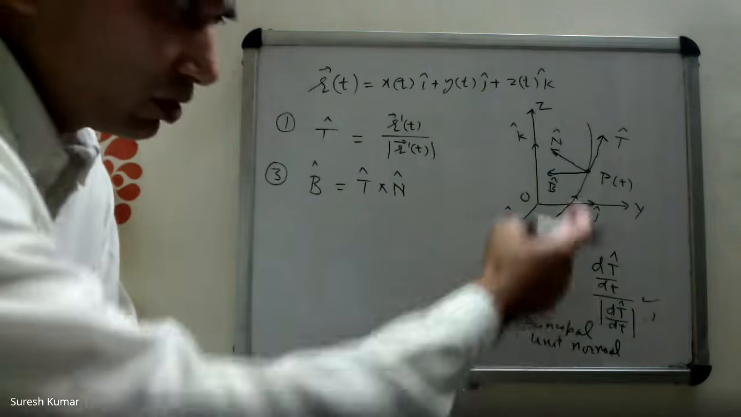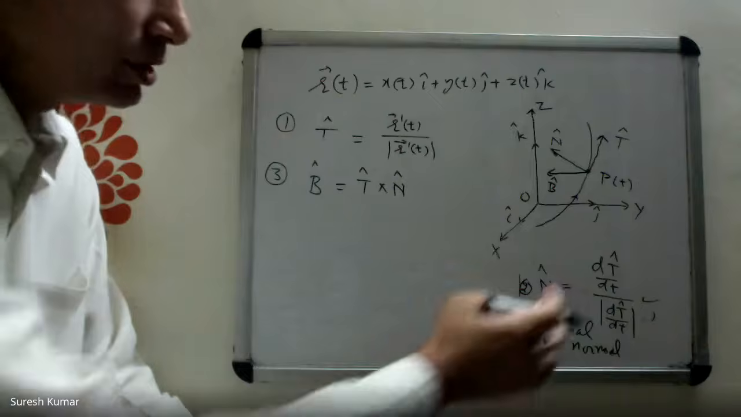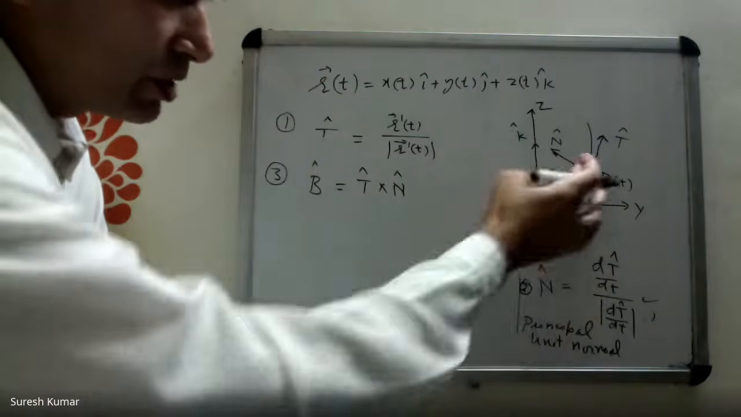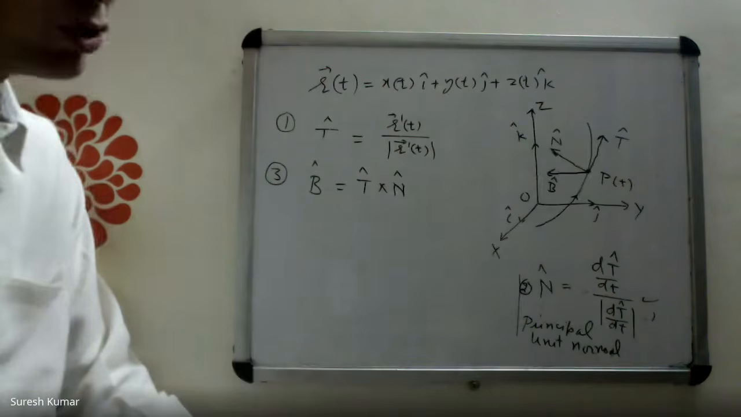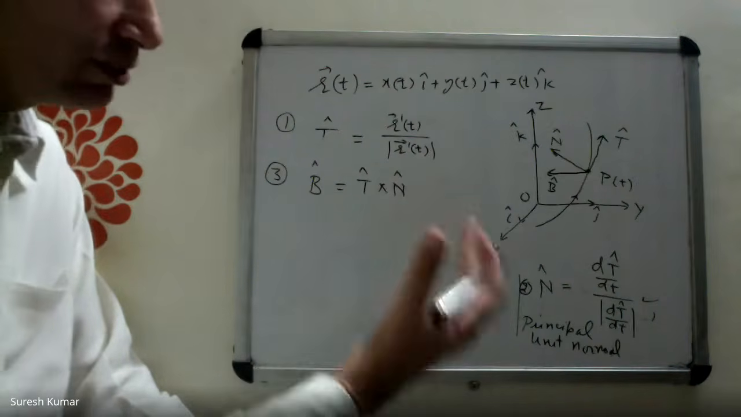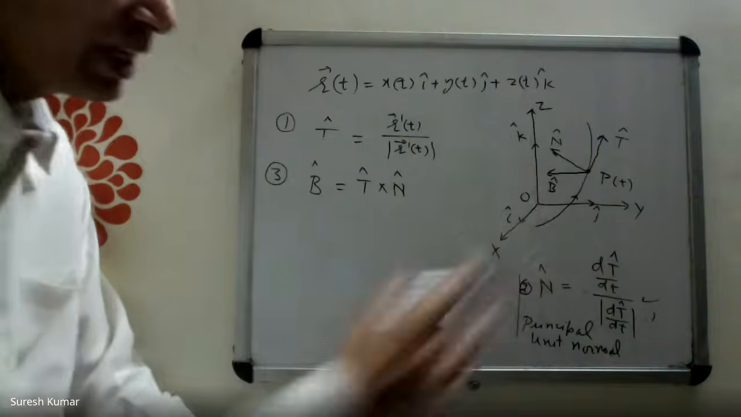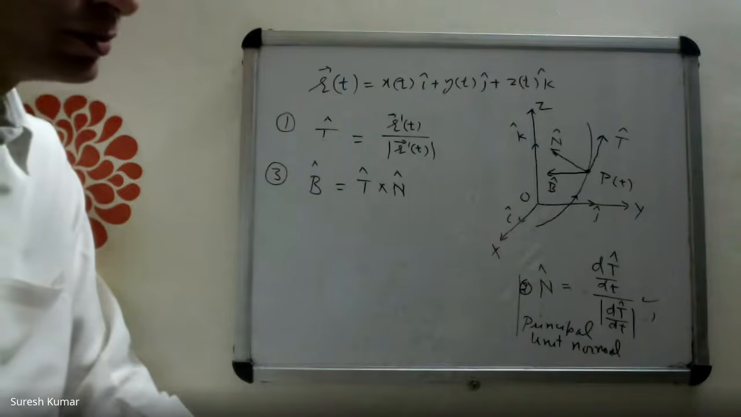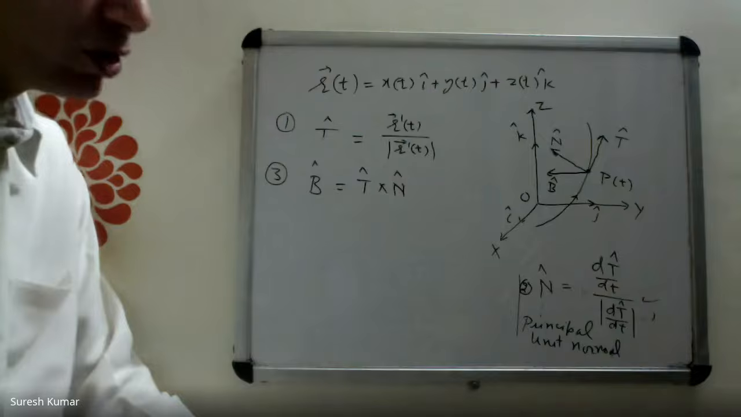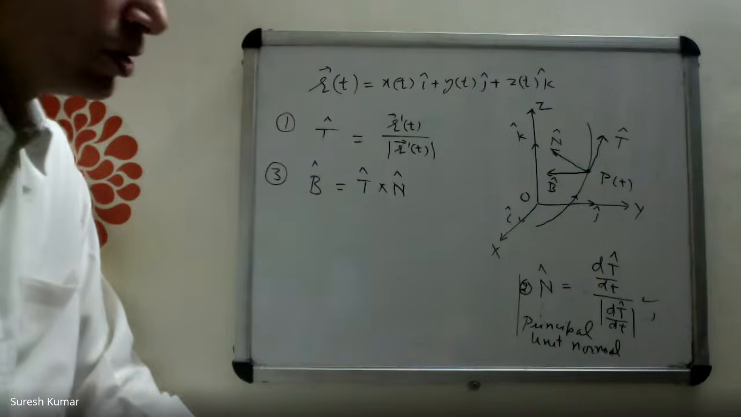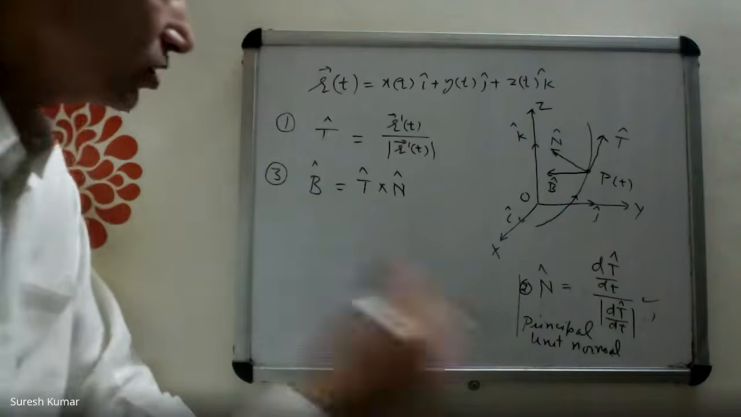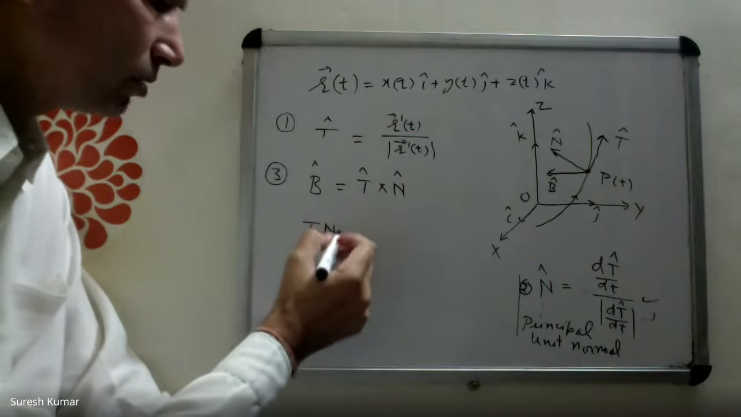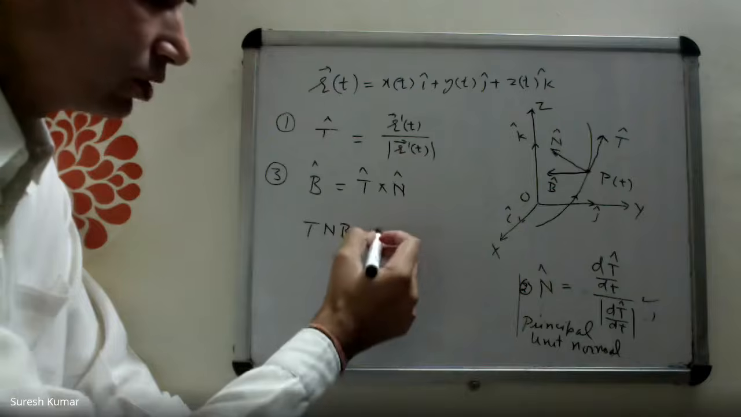T cap is along the tangential direction, N cap is perpendicular to T cap, and B cap is perpendicular to both of these. So these three vectors, just like i cap, j cap, k cap, form a right-handed triad or a mutually orthogonal system. We call the frame of these three vectors the TNB frame. I will tell you its importance. TNB or Frenet's frame.